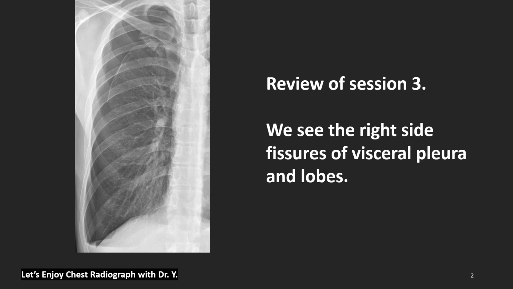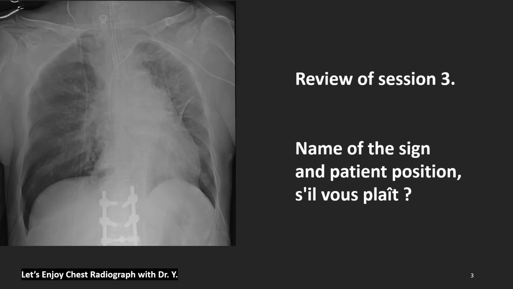Just slowly and closely look at the picture here. What do we see? We see the right side visceral pleura and fissure here, the minor horizontal fissure, visceral pleura, and the oblique major fissure, and the visceral pleura of the right lower lobe. Just remember the last session and look closely at this film again. Name of the sign and patient position?